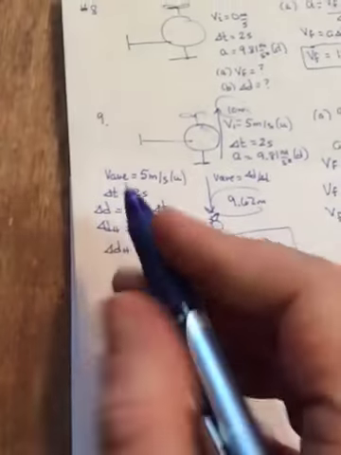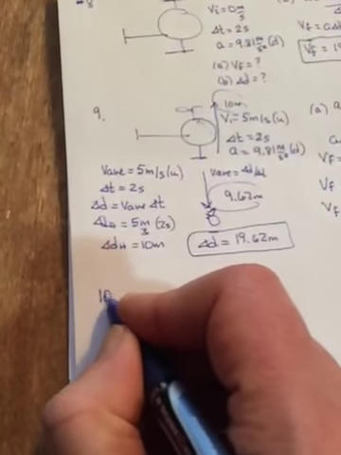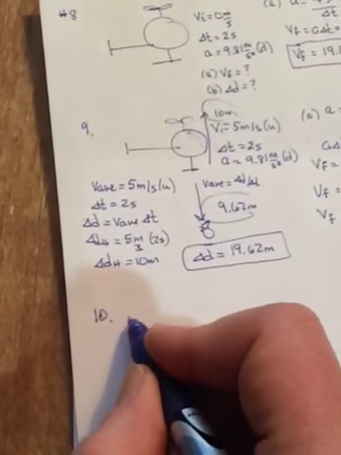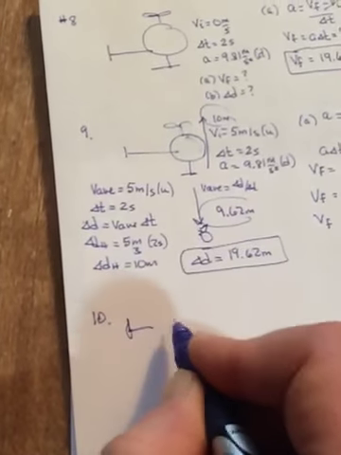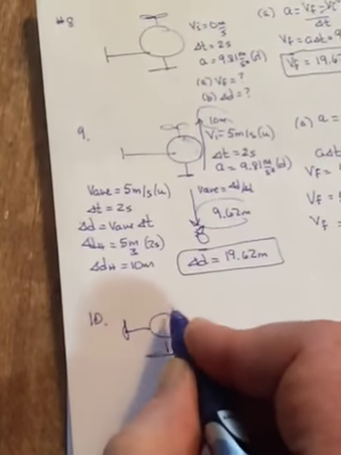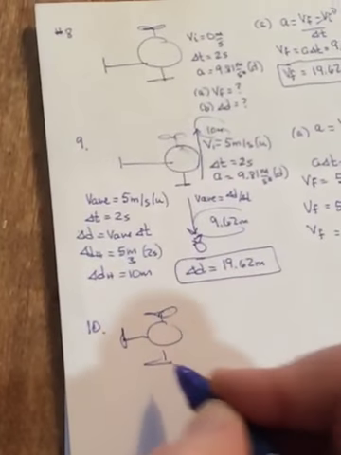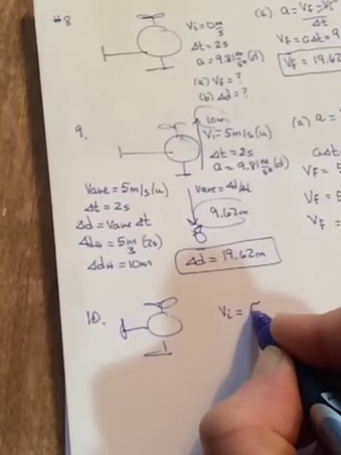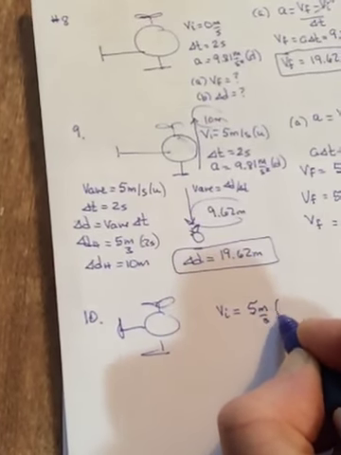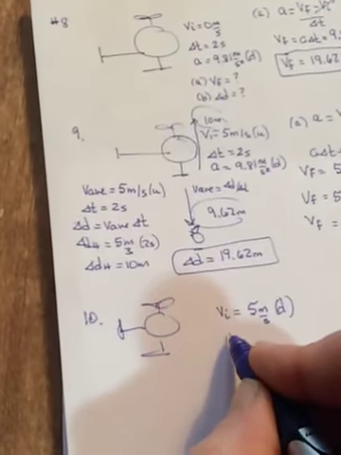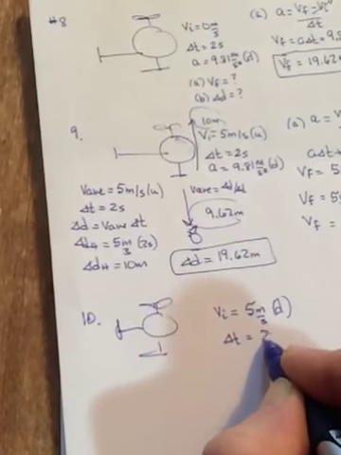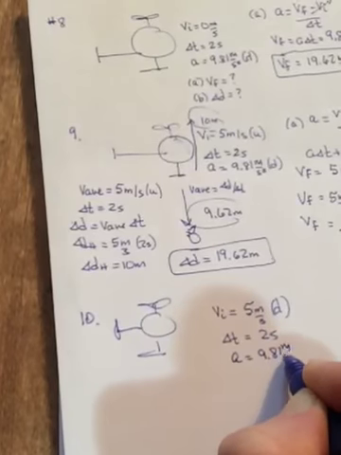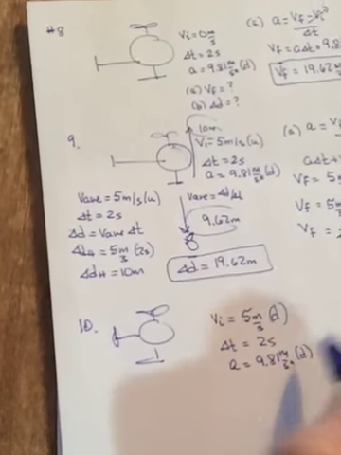All right, so number 10 is similar. It's just this time the helicopter is going down. Okay, so here's my helicopter again. This time, the v_i for the bag is 5 meters per second down. The time is still 2 seconds, and the acceleration is 9.81 meters per second squared down.